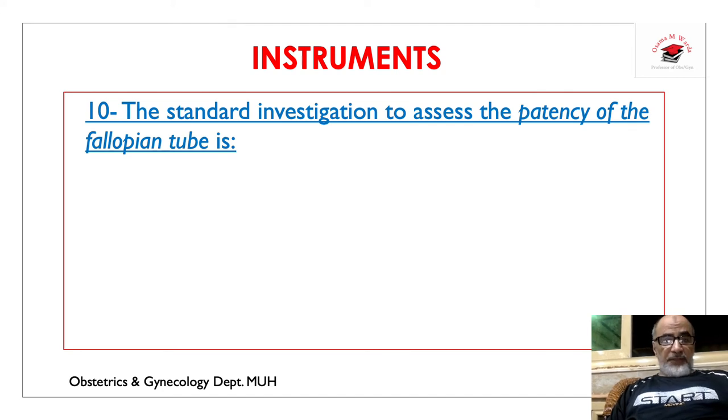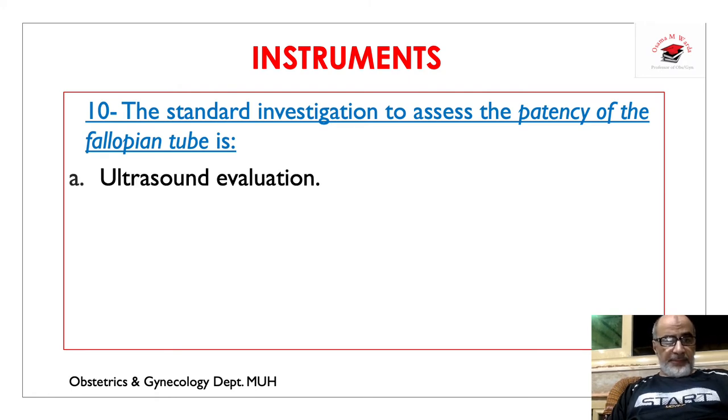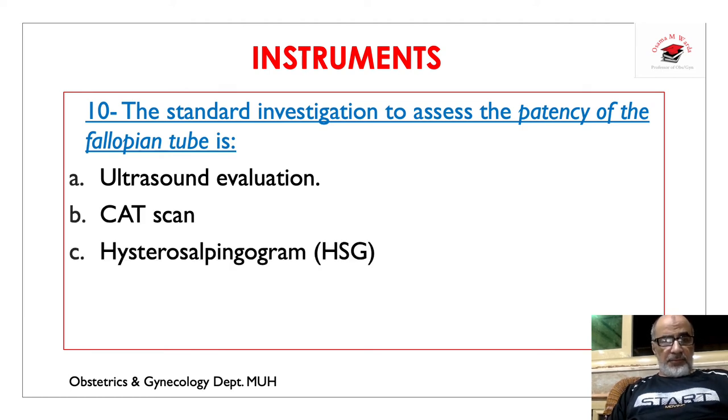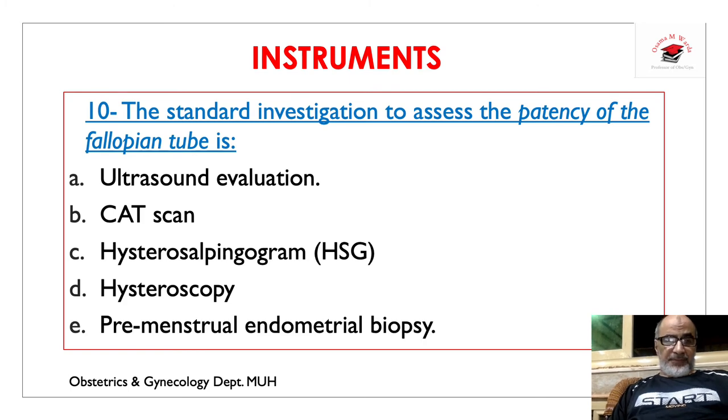The standard investigation to assess the patency of the fallopian tube is: ultrasound evaluation, no. CT scan, no. Hysterosalpingogram, yes. Hysteroscopy, yes, it can assess patency by a pubic test, but it is not the standard. Premenstrual intolerance, no. So the correct answer is C.